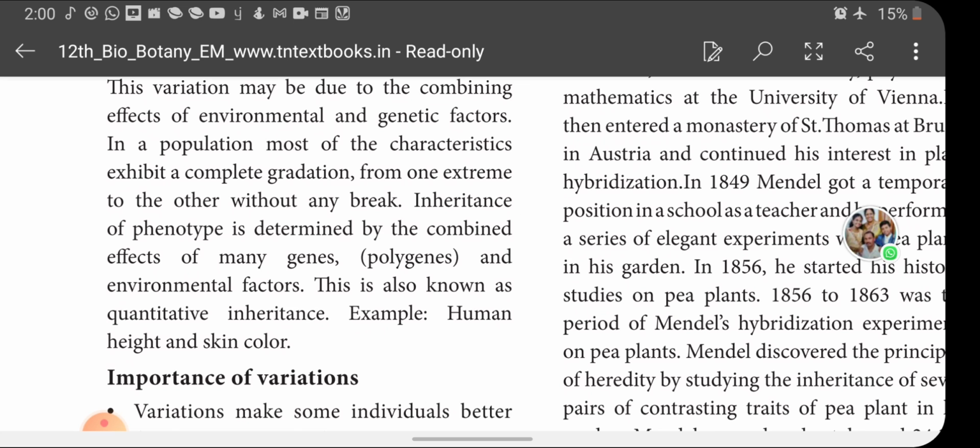Inheritance of a phenotype is determined by the combined effect of many genes, but in discontinuous variation, the effect is controlled by one or two genes with two allelic forms. But in continuous variation, many genes are involved in controlling the character, because many intermediate phenotypes also exist, and overlapping of genes is there. For example, skin color of humans. When we observe the skin color of humans, we cannot see the same color of skin in all humans. Each one has a different color of skin. This is continuous variation.